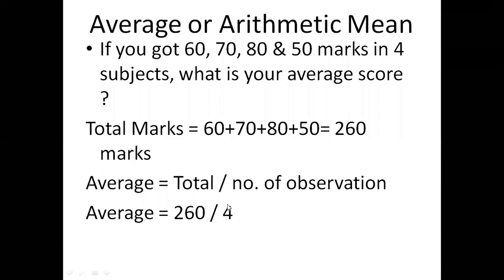260 by 4. From where this 4 has come? Total subjects were 4, no? So quantity, number of observations are 4, and the addition 260. So answer will become 65 marks. So you received how much average score? 65. So are you understanding this concept? How 65 is coming? समझ में आ रहा है ये? 65 कैसे आ रहा है? Okay, so it is known by 2 words. What are the 2 words? Average, and it is also known by another name, that is arithmetic mean.